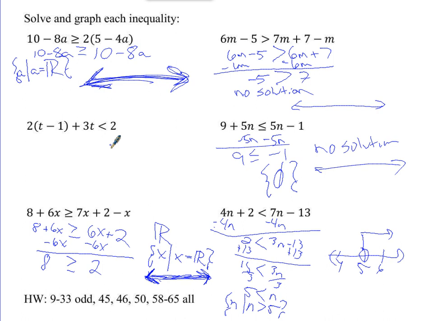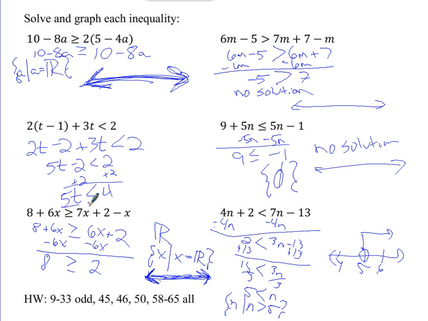Distribute and we get, okay, now what? Combine like terms. These are all on one side of the inequality, so that's combine like terms. So we add 2 to both sides. Now what? Divide both sides by 5. t is less than 4/5.